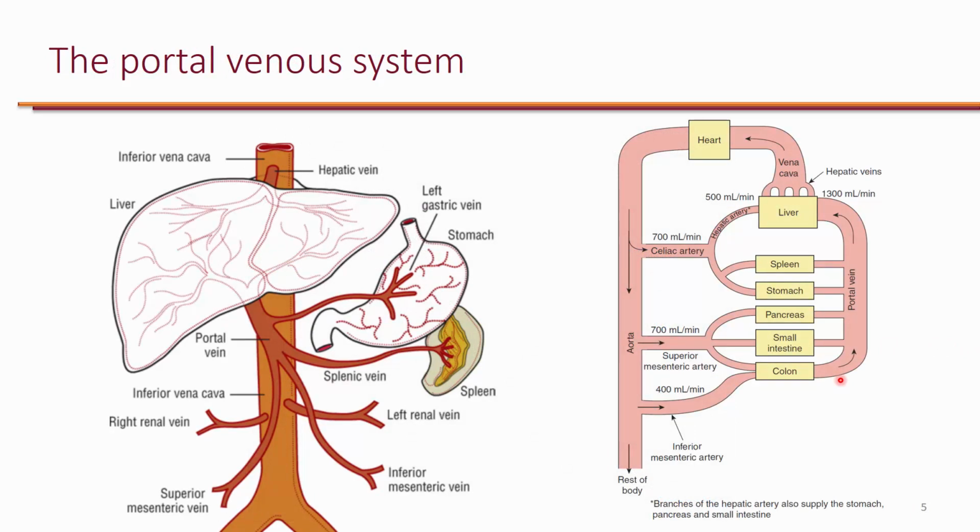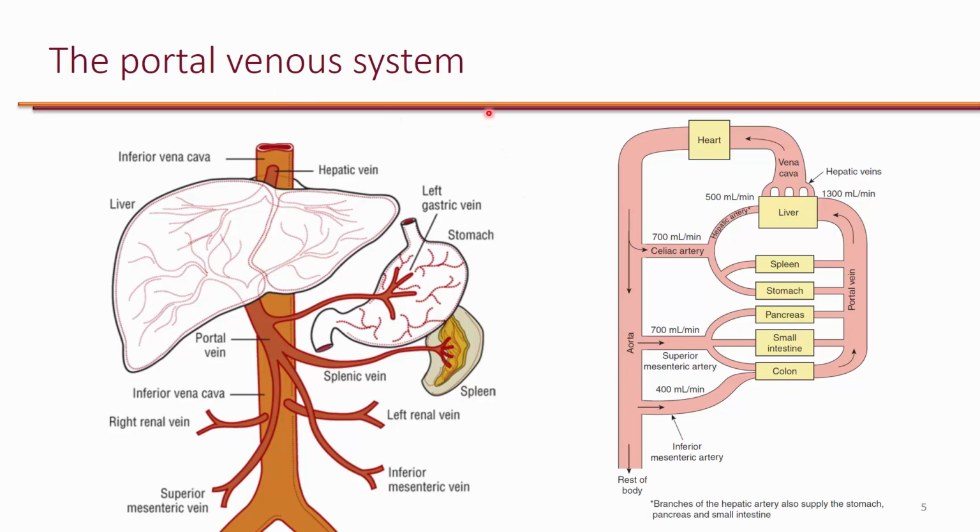Now let's take a look at the portal venous system. In this picture you can see the liver. You can also see a few other organs such as the stomach, the spleen, and in the back you can see the inferior vena cava. The inferior vena cava goes up to the heart, taking blood back to the heart for circulation, and what's coming out of the liver is the hepatic vein. The hepatic vein takes blood out of the liver to the inferior vena cava to go back to the heart.